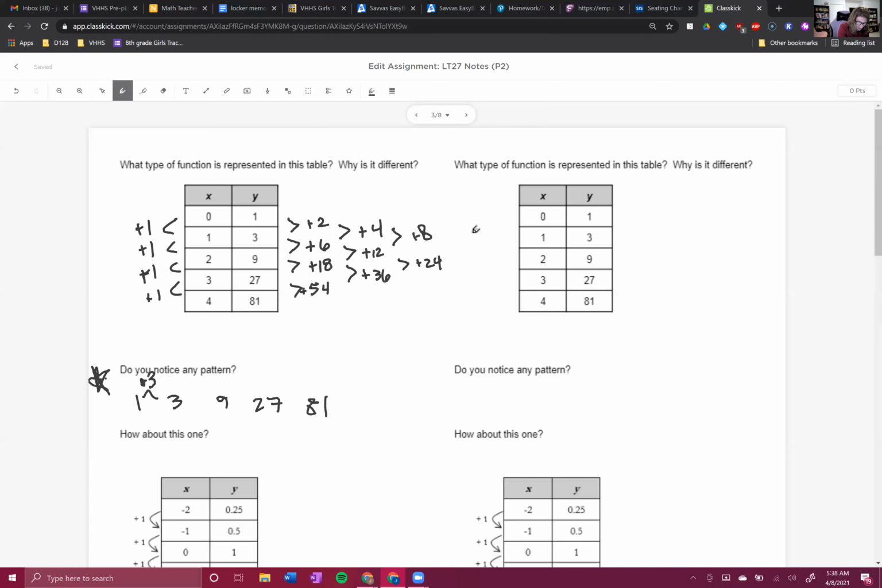1 times 3 is 3. What if we multiplied by 3? 3 times 3 is 9. What if we multiplied by 3? 9 times 3 is 27. What if we multiplied by 3? 27 times 3 is 81.